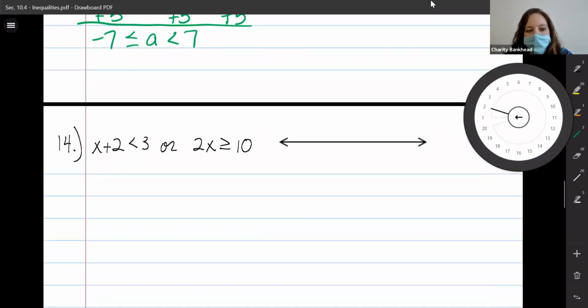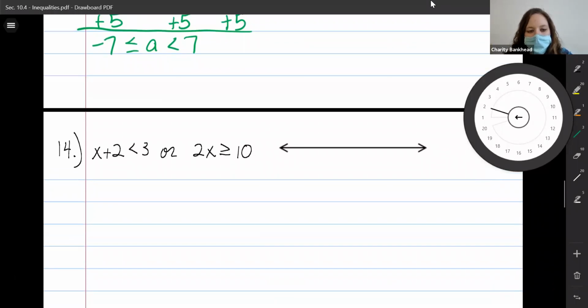Okay. So next we're going to look at some inequalities using the word or. So the ones that we were doing before, those compound inequalities are kind of like and, like -7 is less than or equal to a, and a is less than 7. But we just combined it into one. With these, with the or, we basically just have 2 totally separate inequalities, and we're just going to graph them on the same number line.